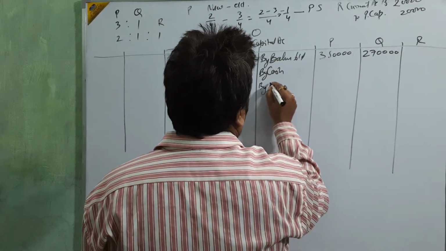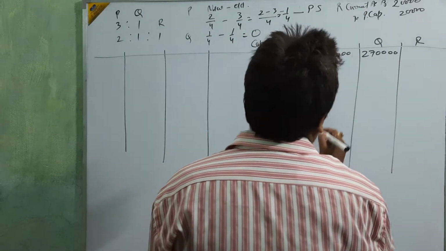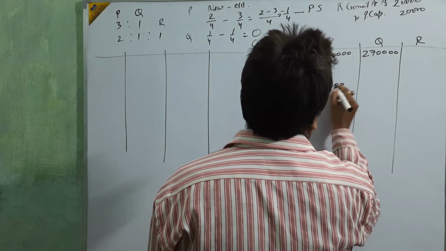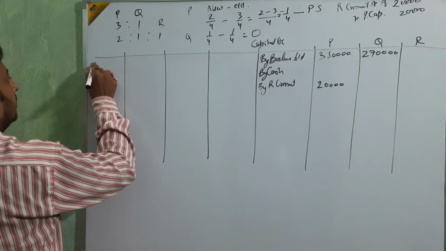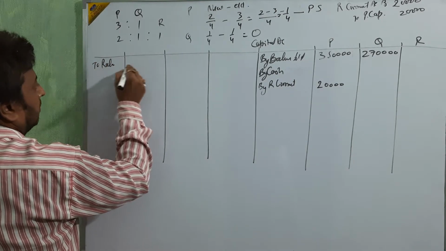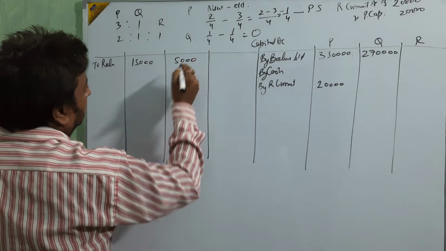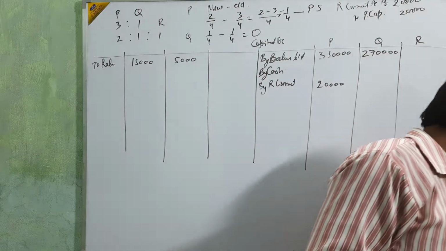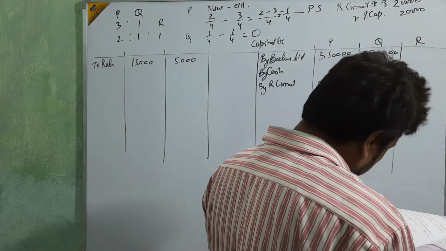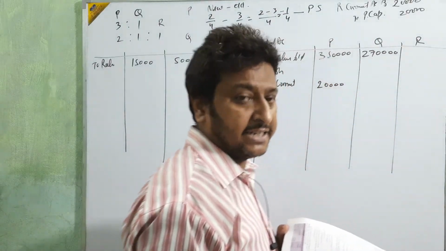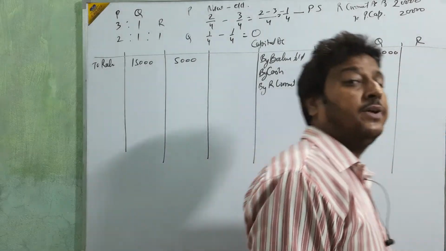Then R's current account, P's 20,000. Then there is a loss on revaluation, 15,000 and 5,000. Okay beta? Any other entry? No entry. Then see the liability side: profit and loss is given.